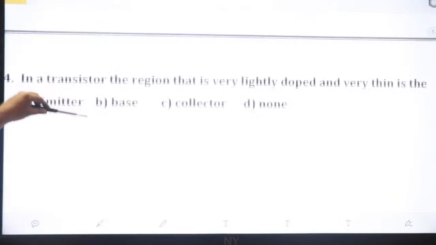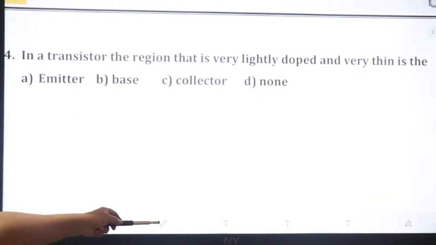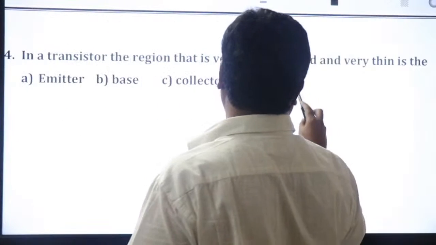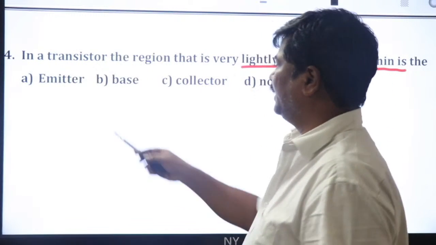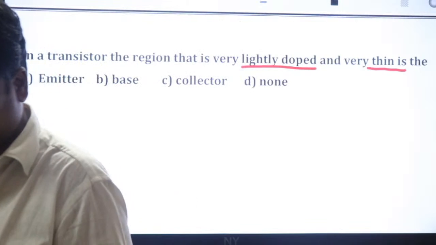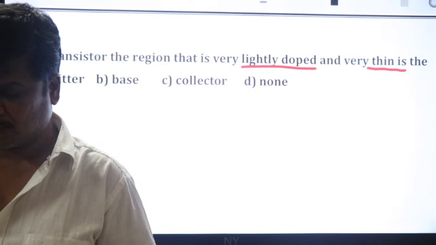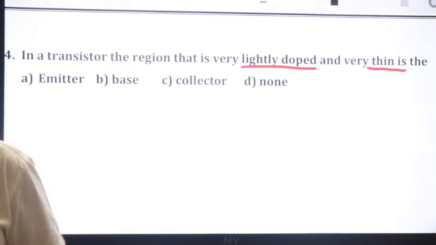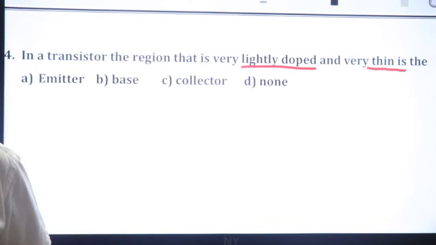What would be the next question? Read the question. In a transistor, the region that is very thin and lightly doped: emitter, base, collector. No. In the case of base, heat produced is not more. In the case of collector only, heat is more. That's why collector is made by large cross section.